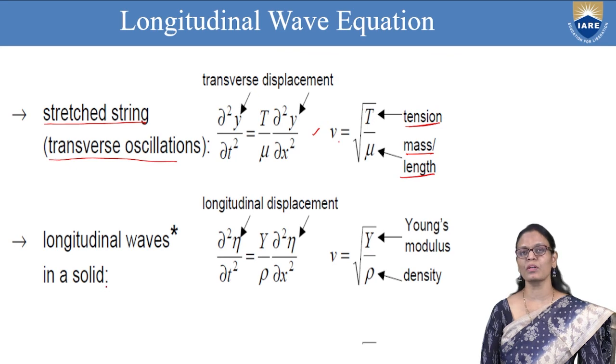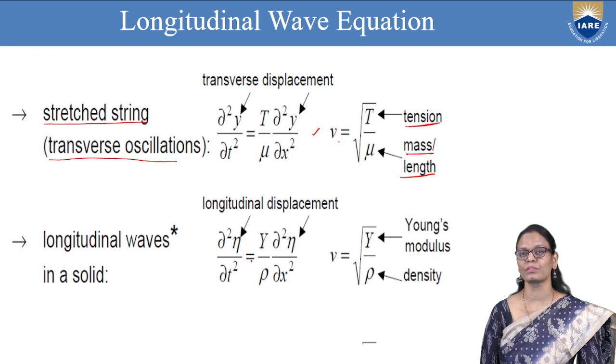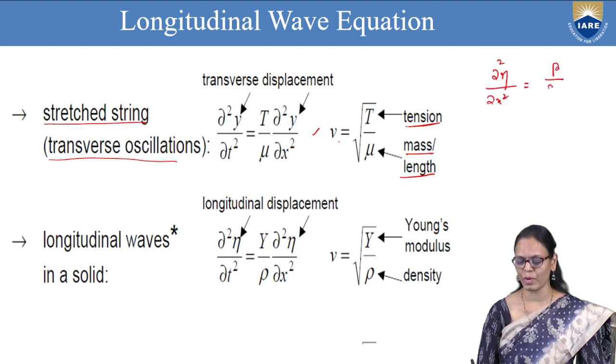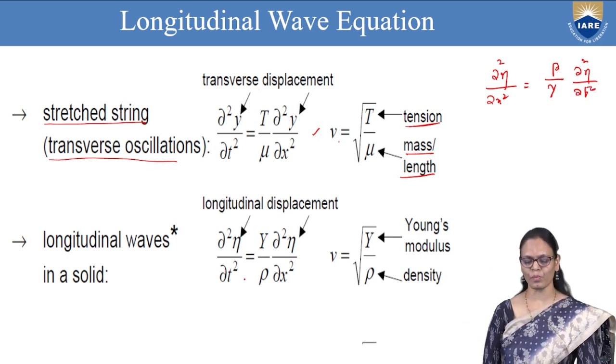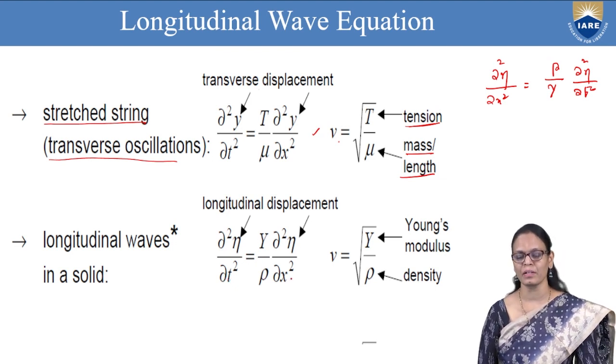So how do we write for longitudinal waves? ∂²η/∂t² is equal to Y by rho ∂²η/∂x². You may ask, before we have written ∂²η/∂x² is equal to rho by Y ∂²η/∂t². Here we are writing it the other way. Doesn't matter. For comparison's sake, what we are doing is ∂²η/∂t² is equal to Y by rho ∂²η/∂x².